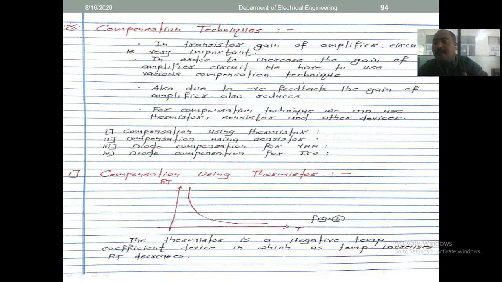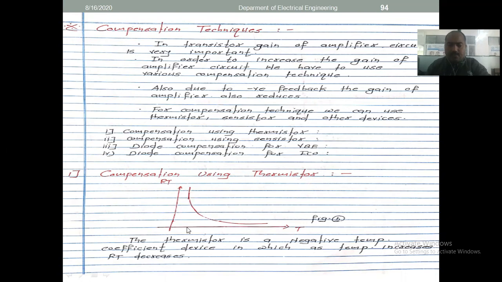Thermistor indicates a thermal resistor that is dependent on the temperature, right? Means thermistor is the combination of a temperature dependent element and resistor. Means thermistor is the device. See, we have seen the curve of the compensation using thermistor. Thermistor is the device which has an inversely proportional relationship between temperature and resistance. See, here is the temperature, here is the resistance.